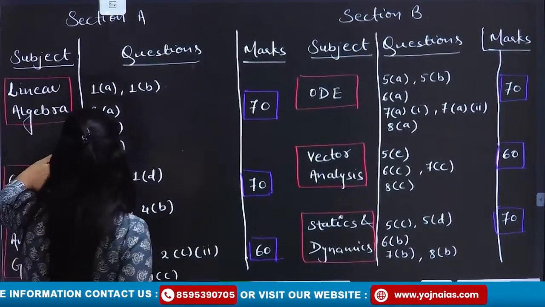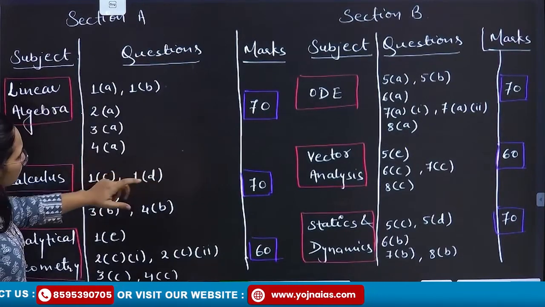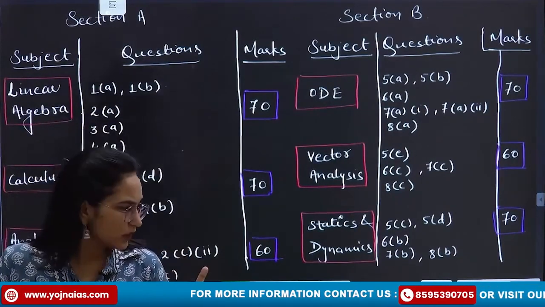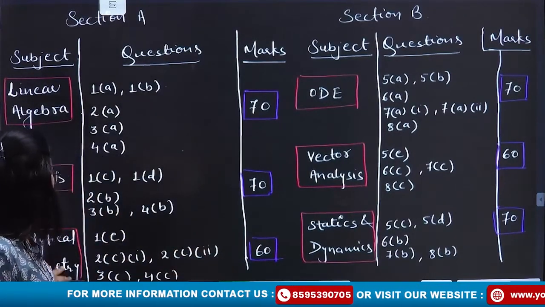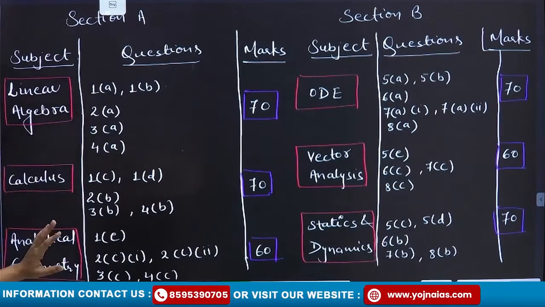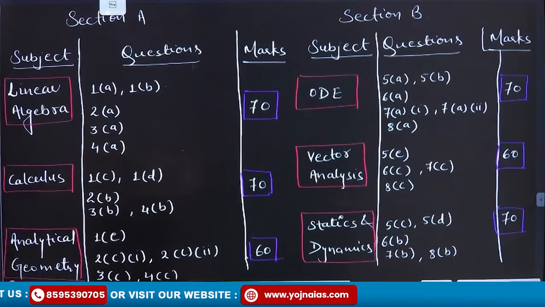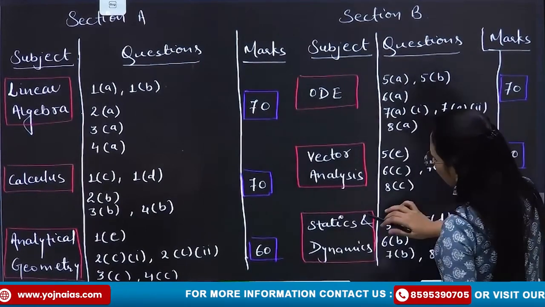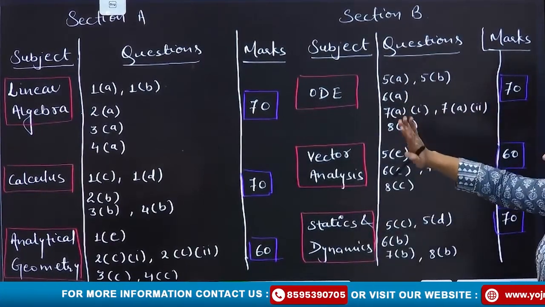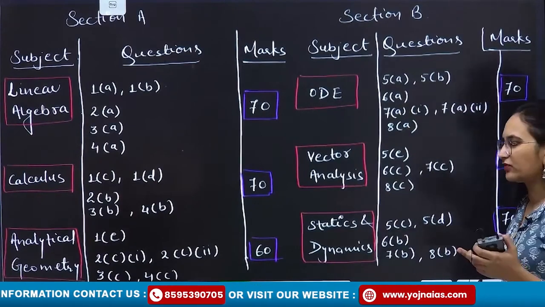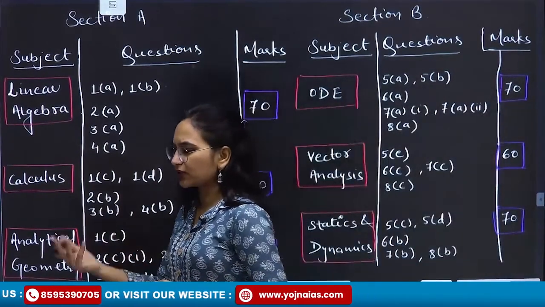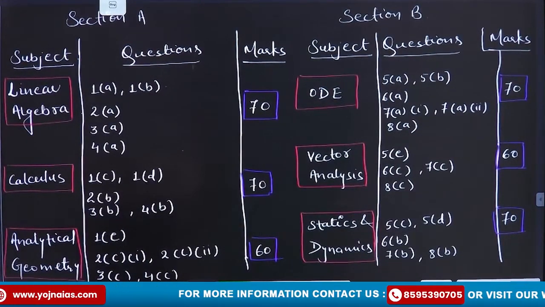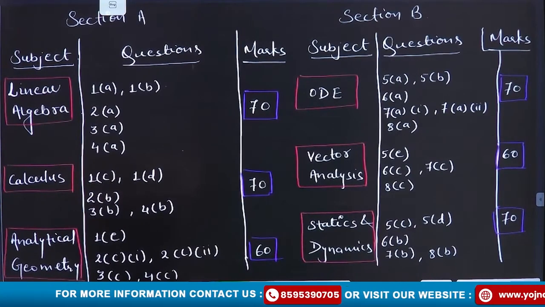Same is the story with calculus: in calculus 2 parts were in the compulsory question, and then the second, third and fourth questions contained one part from calculus. Similarly, analytical geometry also consisted of one part in each of the second, third and fourth questions. And same was the case with ordinary differential equations, vector analysis and statics and dynamics. So all the questions were distributed across the units. You cannot say that one question was entirely from one unit and another question entirely from another unit. Therefore you have to cover all the units comprehensively.